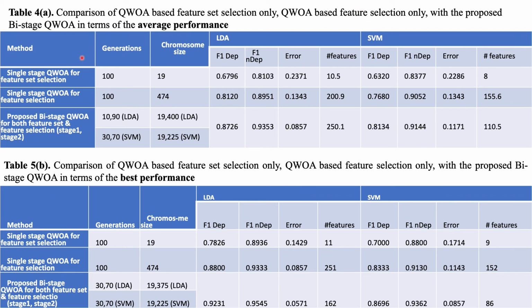Here we show that the performance of the proposed method, bi-stage QWOA method, is better as compared to when only a single stage of QWOA was used for feature set selection or feature selection. This is the average performance for LDA and SVM. This is the comparison based on the best performance for LDA and SVM classifier. In both cases, we can see that the proposed method performs better than the single stage QWOA used for feature set or feature selection.